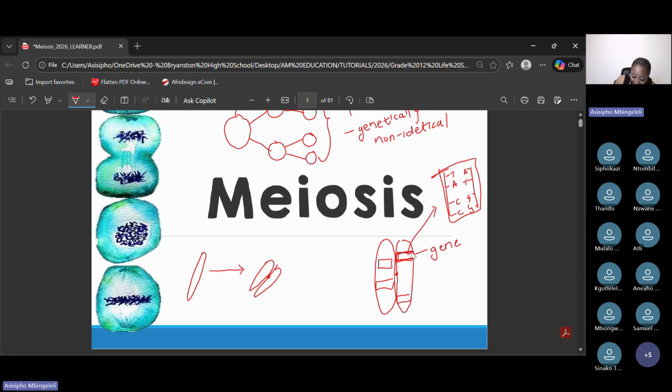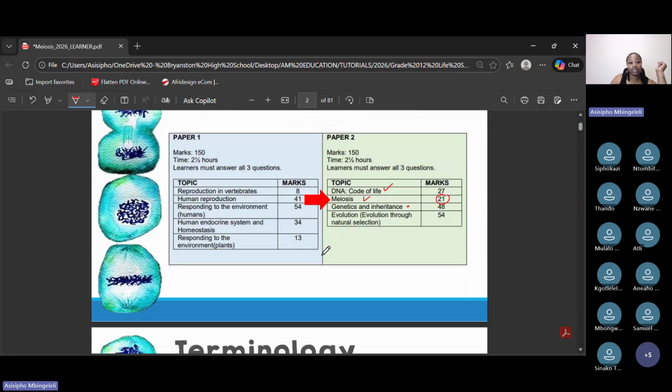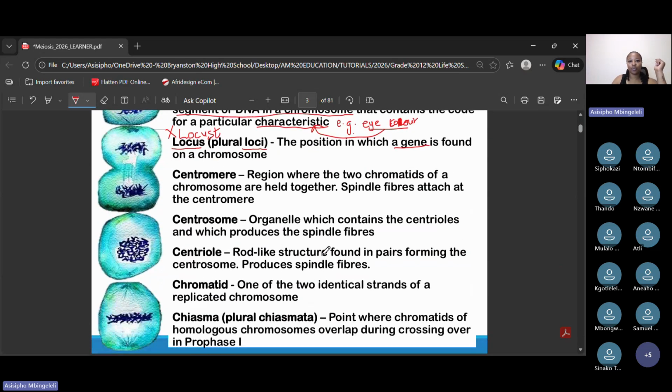So that means this particular position for eye color, and this is another particular position for hair color. This is another position for blood group. So that means you will find a gene in a particular locus of a chromosome. Check the terminology. You will find a gene, a section of DNA in a particular locus, meaning position of a chromosome. All right. Then let's look at this one, centromere.